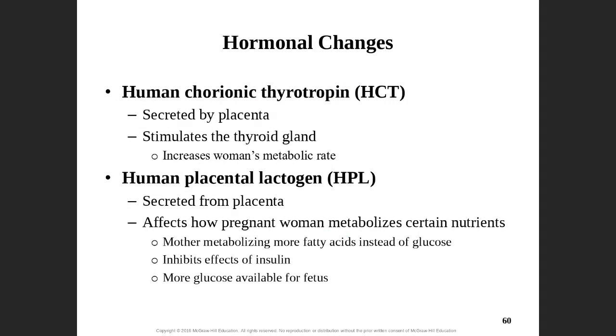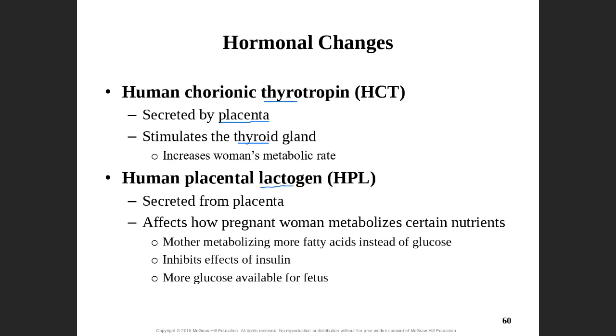We also have the human chorionic thyrotropin. Thyro is the thyroid gland. Again, this is secreted by the placenta. It is going to stimulate the thyroid gland to also increase mom's metabolic rate. Hence, like I said, we see some of the side effects, increased nail growth, fuller hair. Since the metabolic demands are going to be increased because of this developing fetus, we need to increase the basal or basic metabolic rate in a lot of the tissues of mom's body.